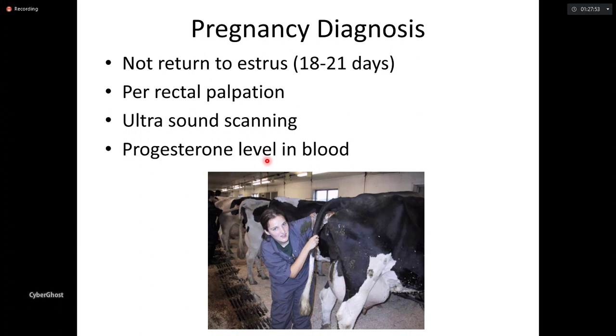Or we can do ultrasound scanning like we do for humans. Or we can check the progesterone level.